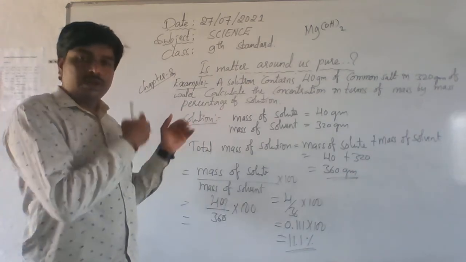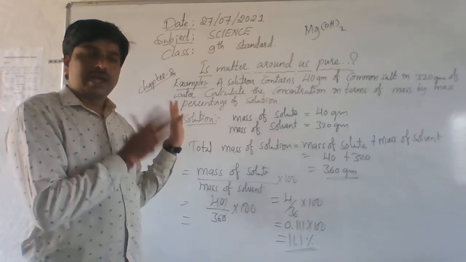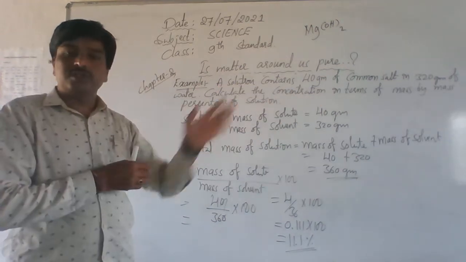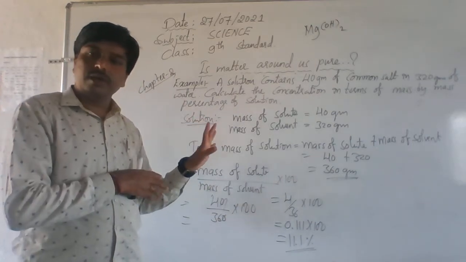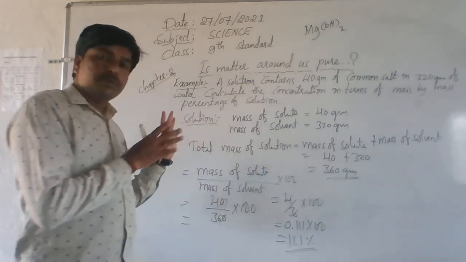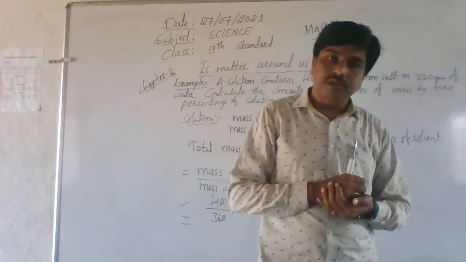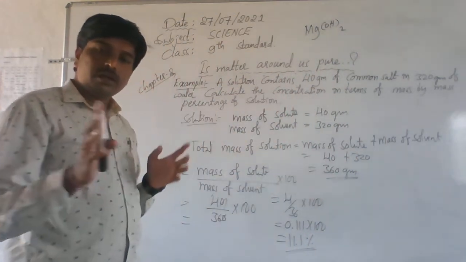Just know this. In your examination they will ask questions like this only: calculate the concentration of solution in terms of mass by mass percentage of a solution. Very easy. Just remember this formula. So this is the method of how to calculate the concentration of solution by using mass by mass percentage of solution. Clear or not, students?